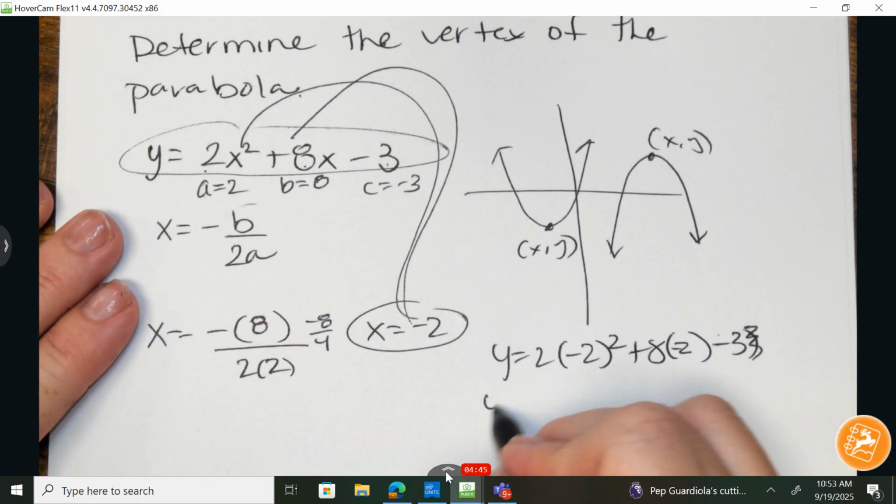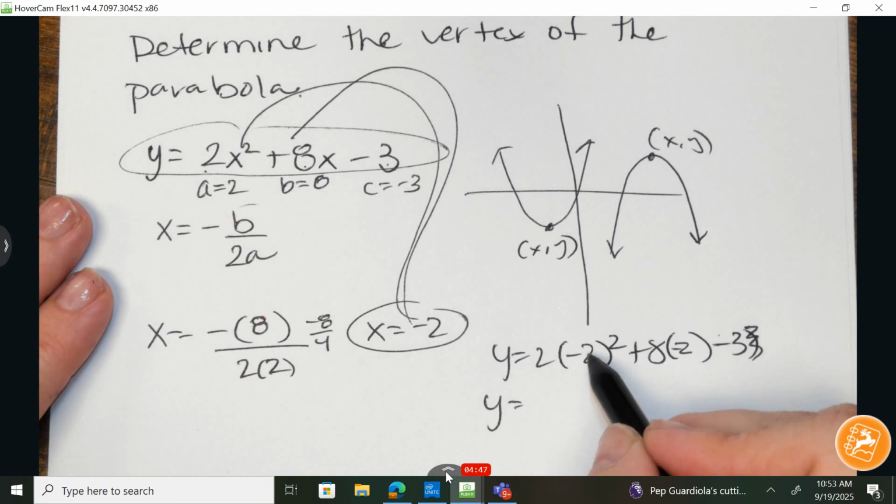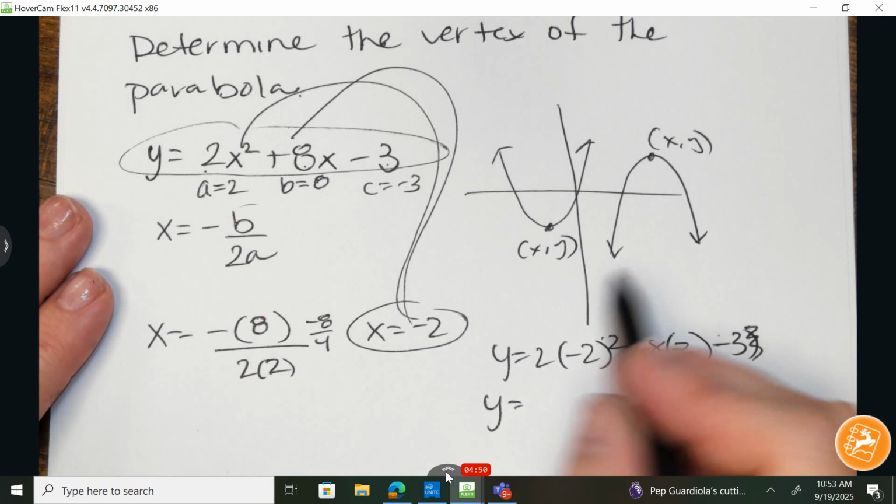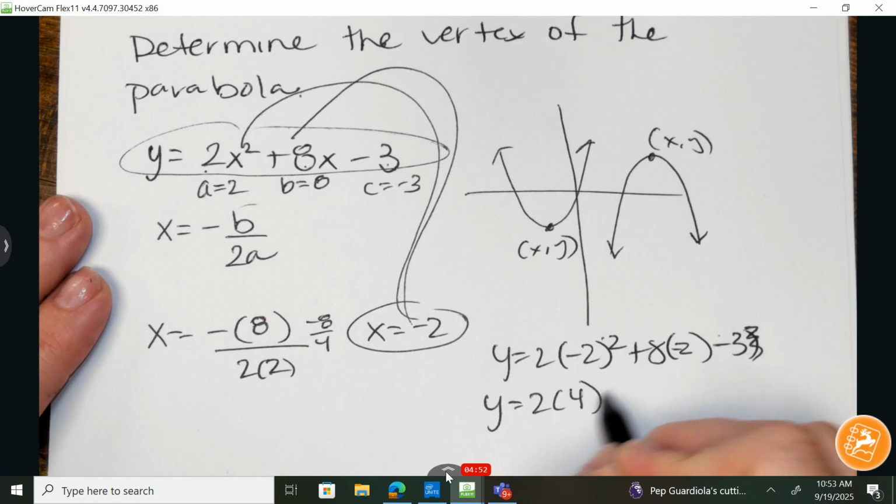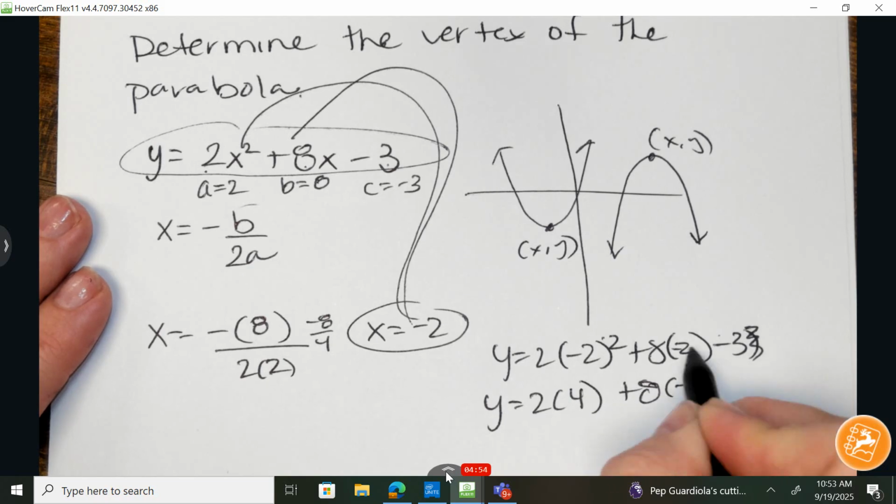Oops, I didn't need a parentheses there. Okay, so here we go. Let's evaluate this using PEMDAS. Is there work to do in parentheses? There is right here. -2 squared is 4. There's no work to do in parentheses here, no operation.